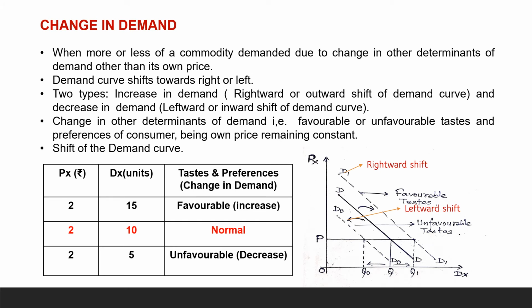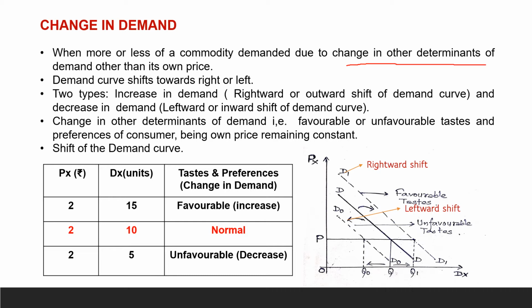Now let us see what happens in case of change in demand. Change in demand is defined as when more or less of a commodity is demanded due to change in determinants other than its own price, such as change in the price of substitute goods, change in price of complementary goods, change in income of the consumer, change in the taste and preference of consumer, change in the number of buyers. All these are responsible for change in demand.